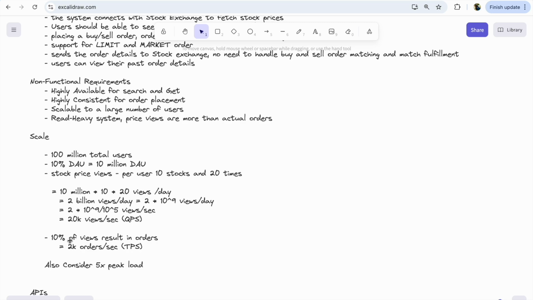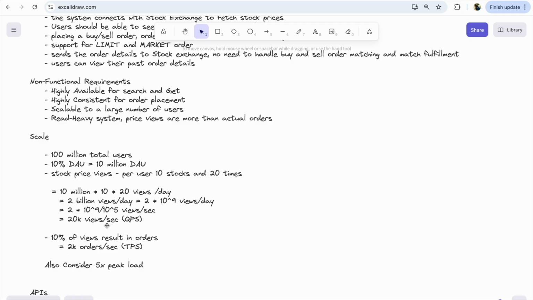Next, 10% of views result in orders. So among the QPS, queries per second, only 10% is considered to result in actual order placement. That means 2000 orders per second, which is the TPS, or transactions per second. That is also huge, but you see the system is read heavy.